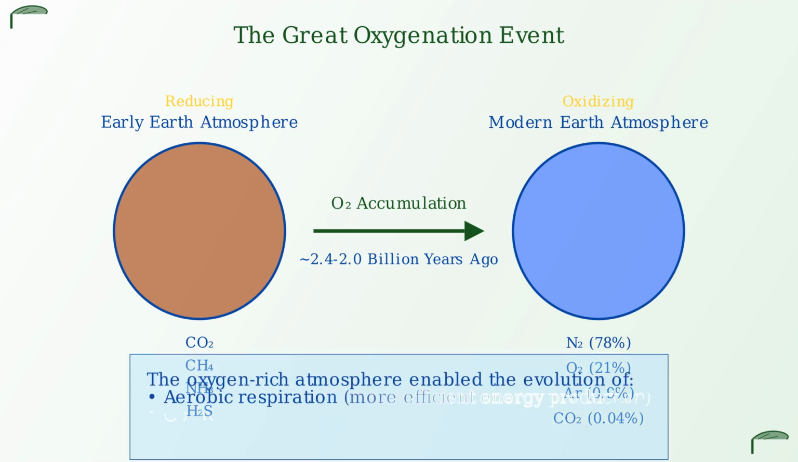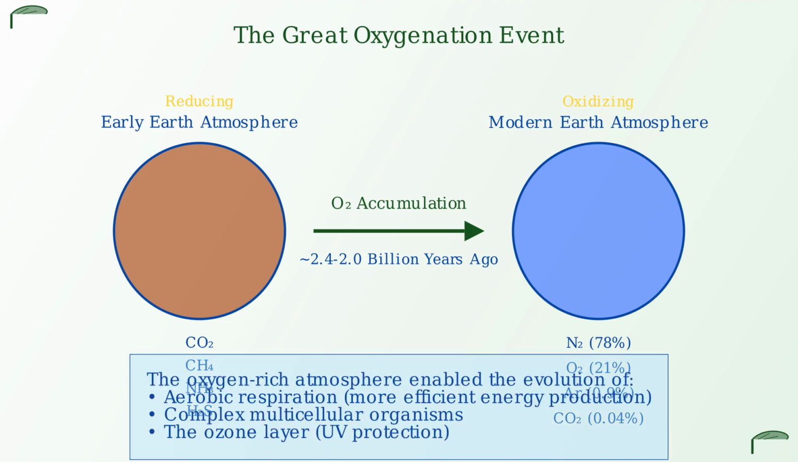This oxygen-rich atmosphere had profound effects on life's evolution. It enabled aerobic respiration, which produces more energy than anaerobic processes. This facilitated the evolution of complex multicellular organisms. Additionally, oxygen in the upper atmosphere formed the ozone layer, which blocks harmful ultraviolet radiation, allowing life to colonize land surfaces. Without photosynthesis and the resulting oxygen, complex life as we know it today would not have been possible.